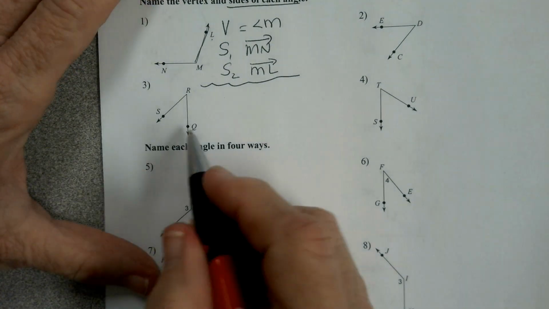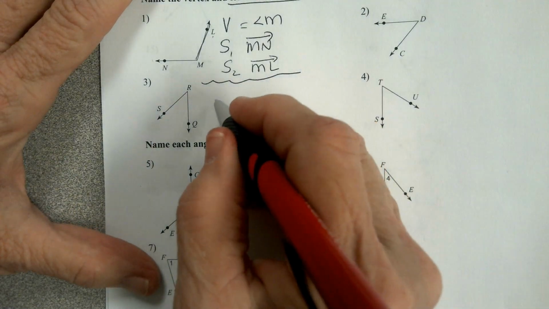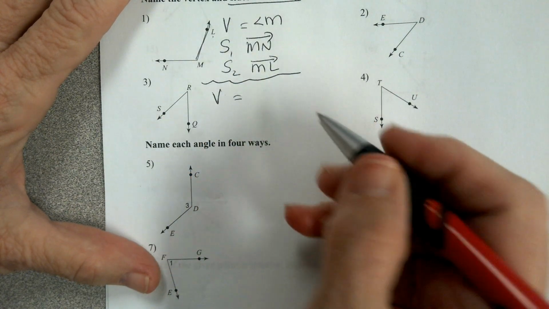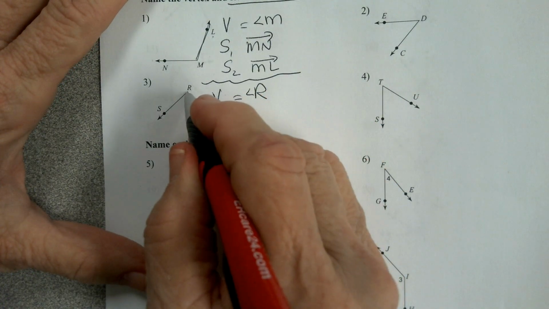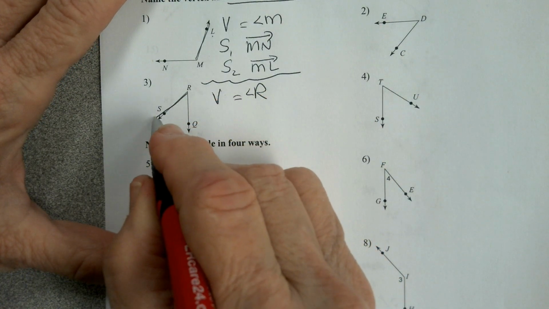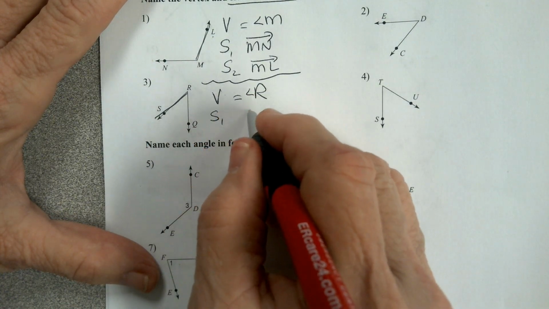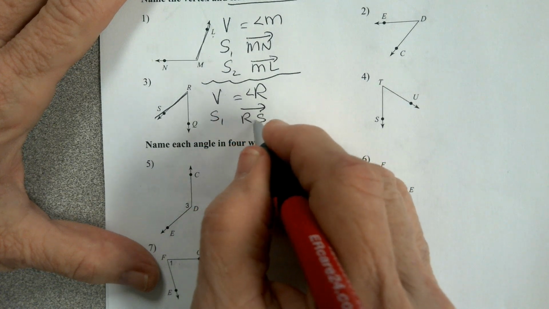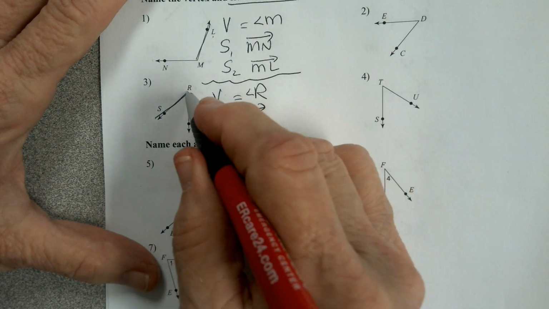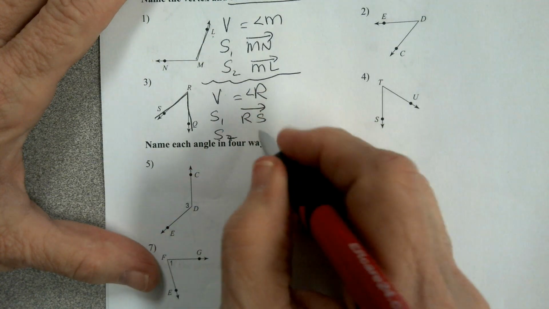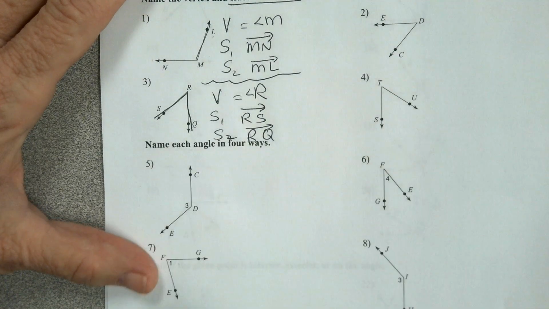Okay, so what is the vertex on this one? The vertex is equal to what? Is equal to R, angle R. And then the two sides. This side is called what? It's a ray. So side 1 is ray R to S. Side 2 is what? Starts from the vertex through the Q. Got it? Yes, sir. Okay.